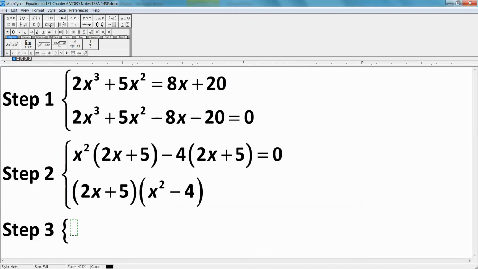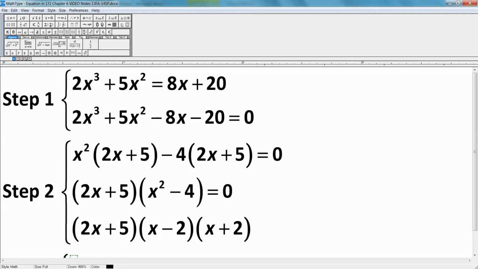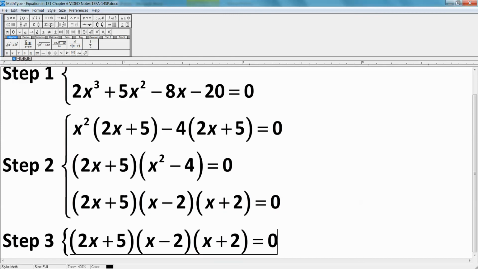Now you're not done because x squared minus 4 is a difference of squares. That's a perfect square, that's a perfect square, and there's a subtraction. So this is the easiest factoring you can get. This is 2x plus 5, x minus 2, x plus 2. You take the square root of 4. All right, so now you have 3 factors. But that's okay. You're just going to set each one of them equal to 0. So you'd say, okay, if I've got all 3 factors, each one of them could be 0. So it could be 2x plus 5 equals 0.